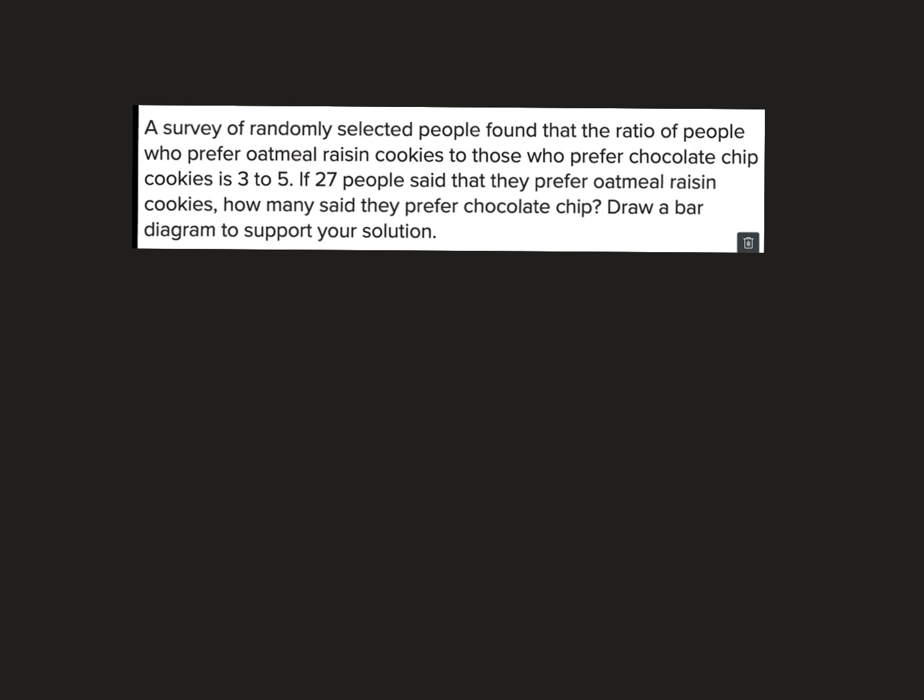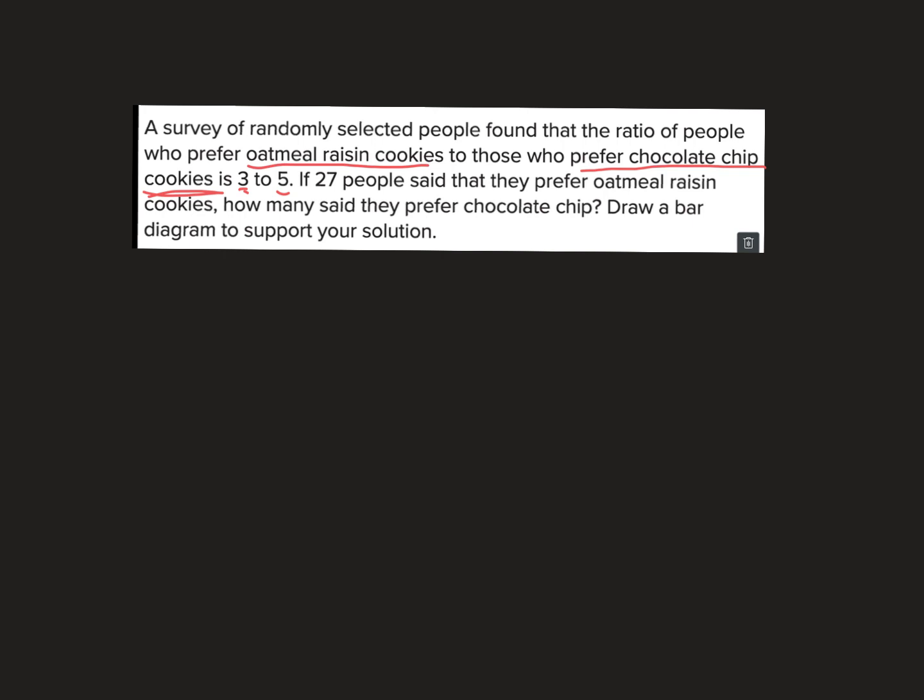All right, this one is set up a little differently. Let's go ahead and look at that information again. In this one, we have oatmeal raisin cookies to those who prefer chocolate chip cookies is 3 to 5. Okay.